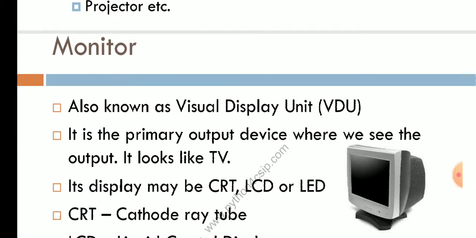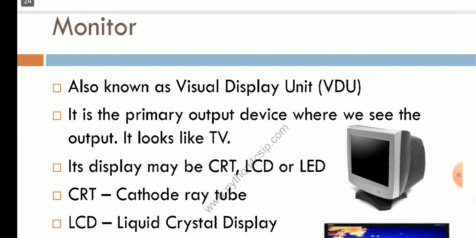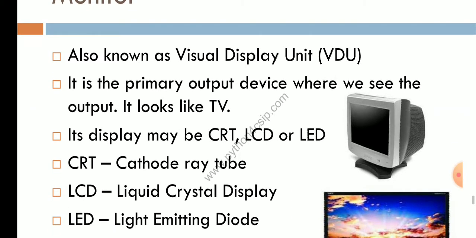Now we'll discuss about monitor. Monitor is also called a visual display unit. It is a primary output device where you can see the output. It will be looking like a TV.